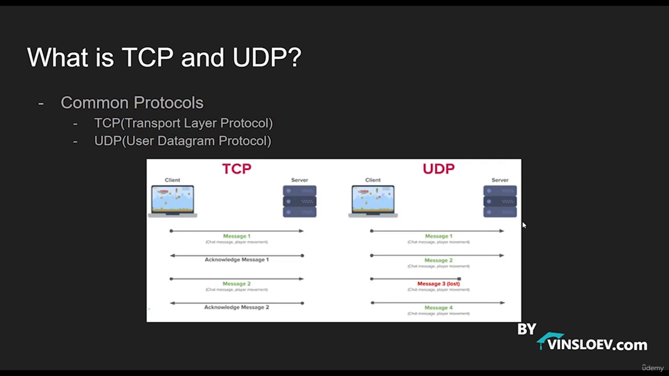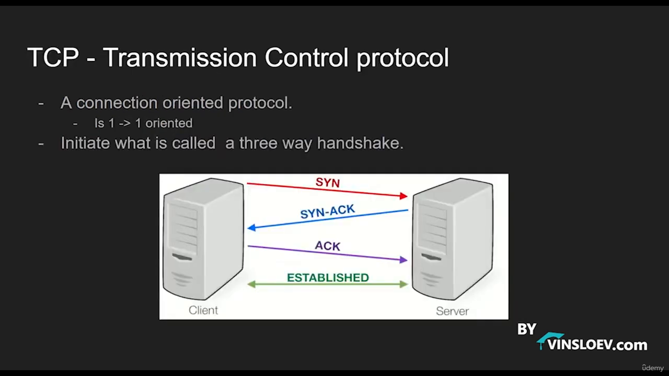So let's take a closer look at each of these. TCP is a connection-oriented protocol, and it is a one-to-one oriented protocol as well, meaning that we cannot use it for broadcasting messages because we need to establish a connection between a client and a server in order for us to communicate.